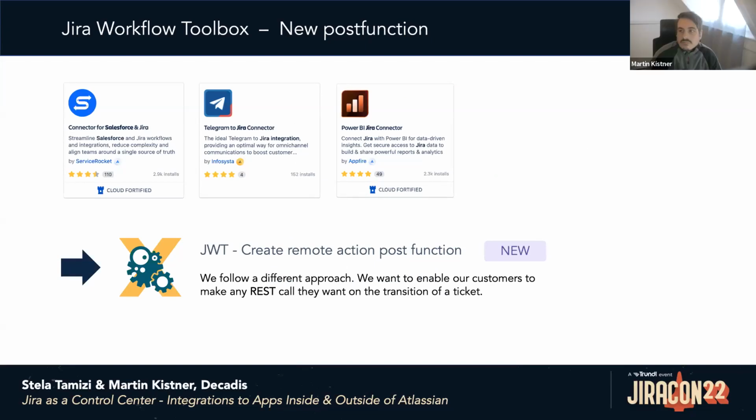Yeah, thank you, Stella, for giving over the talk to me again. So we looked at the marketplace and what the solutions out there are. There are beautiful integrations for specific scenarios, like connecting Telegram, Power BI, or even a big software suite like Salesforce. And yeah, we followed a different approach. We basically want to enable every one of our customers to make a REST call on the transition of a ticket they want to. So basically any service you can think of is made possible. That's why we created a new JWT post function, which is called create remote action. And I would like to introduce you to this new post function.